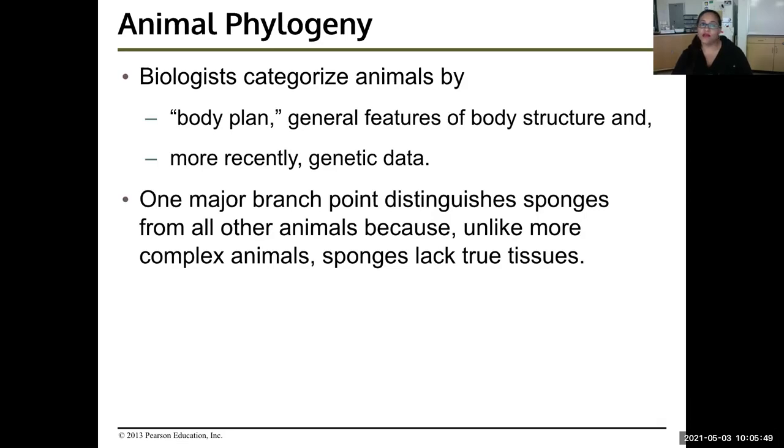Biologists categorize animals by their body plan, which are general features of a body structure, and more recently, genetic data. Like we always talk about, 1950s is when the structure of DNA was discovered by various scientists. Before that, scientists could only look at these animals and say, oh, these two look alike, I think they're related. One major branch point distinguishes sponges from all other animals because unlike more complex animals, sponges lack true tissues. So there's the first branch, tissues versus no tissues. Sponges versus all the other animals on the planet.